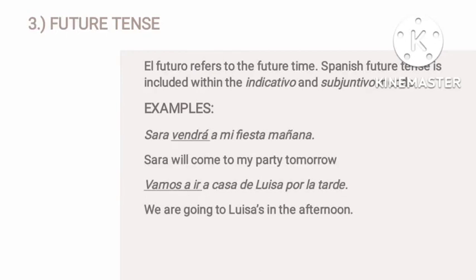The last is the future tense, or el futuro. It refers to the future time. Spanish future tense is included within the indicativo and subjuntivo moods. For example, "Sara vendrá a mi fiesta mañana." Sarah will come to my party tomorrow.